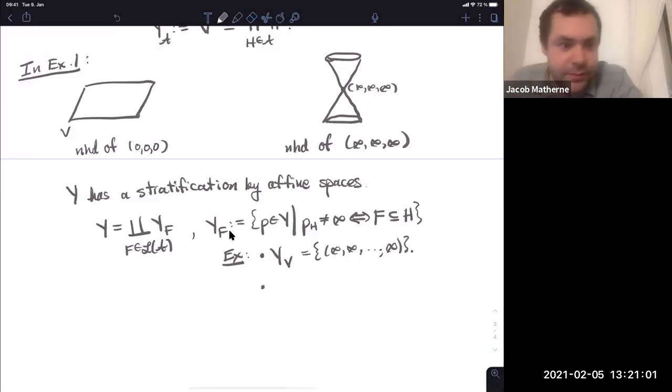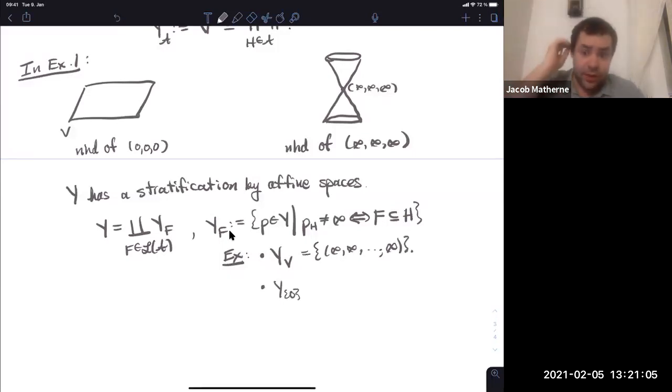And then at the other end, the top of the poset, I have the origin. And this is the other way around. Now, all the coordinates are not infinity. So this is the vector space itself.